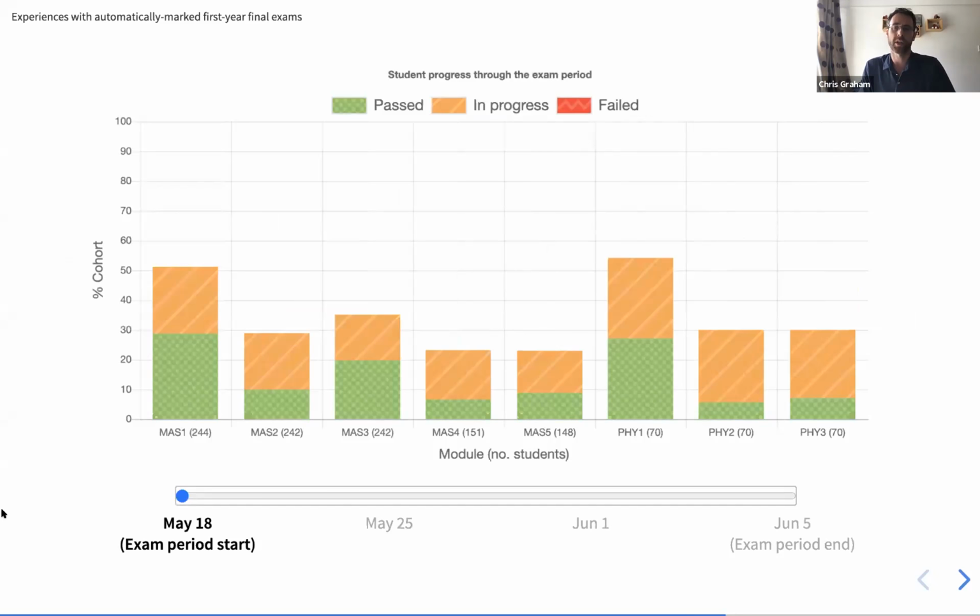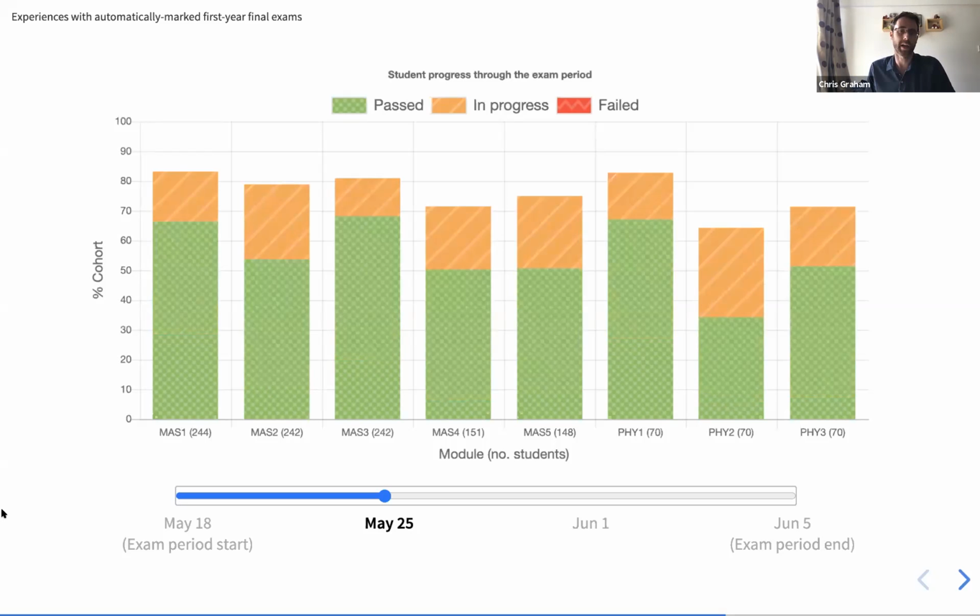One thing that was quite interesting was the approach that students took to trying the assessments. So each of the bars here is one of our modules. The green, for those who can see green, is those who passed, and orange, those that were still in progress. So this was after the first day. Now, I must admit, I expected the vast majority of students to log in and have a look at every test, but that wasn't the case. So quite a bit went on the first day anyway.